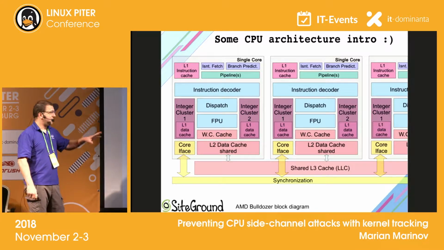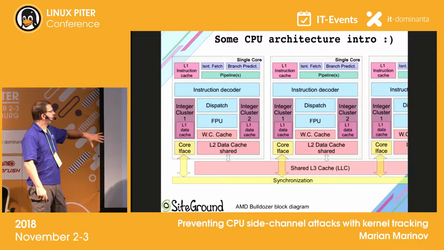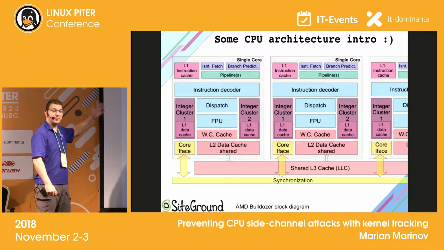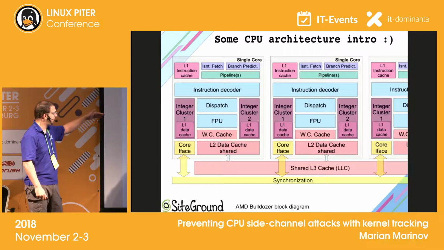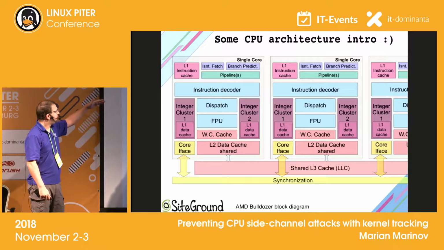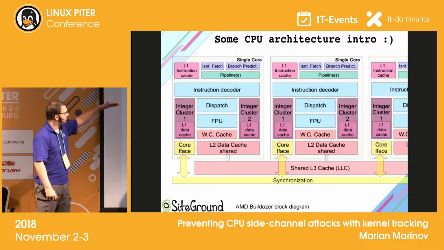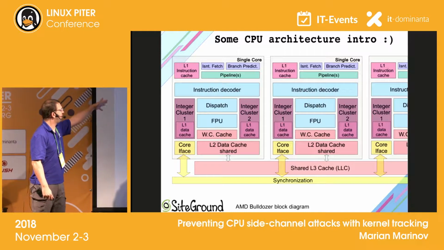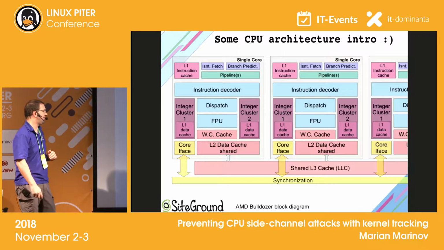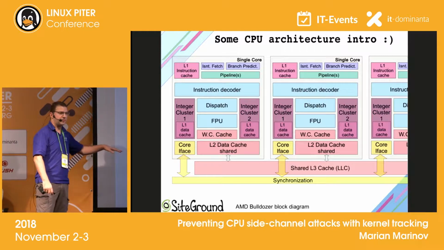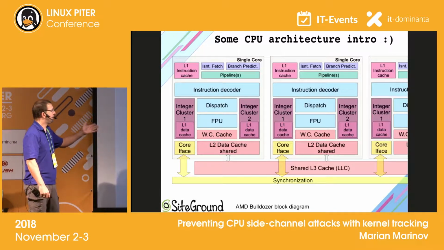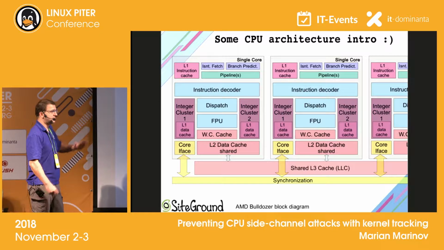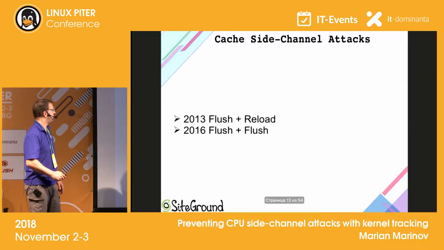So the basic idea here is that you have this complex CPU with a lot of things inside of it, and here you have data flowing from the layer 3 cache to the layer 2 cache to the layer 1 cache inside different parts of the CPU. And this is the AMD Bulldozer architecture, but Intel's is similar, just a little bit more things inside of it.